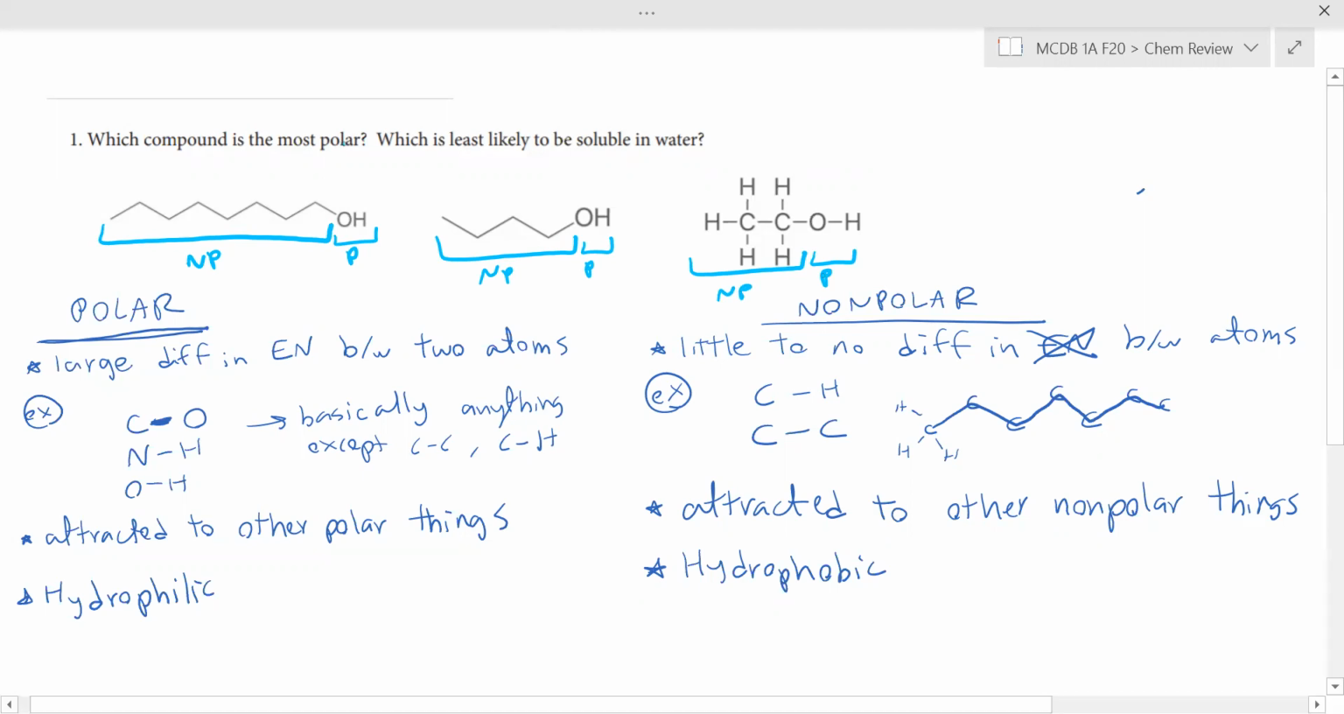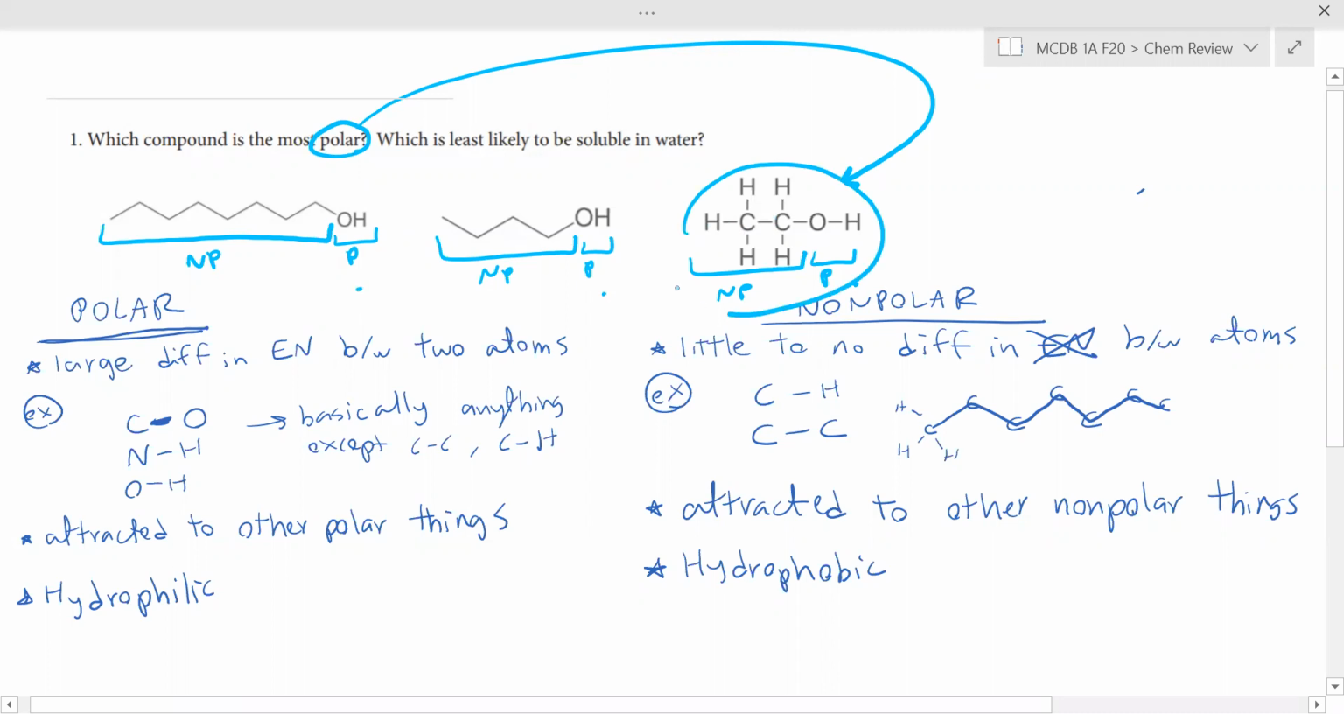So when we want to know which one is the most polar, we're looking at the one that has the largest ratio of polar to nonpolar. Right, so we're talking about this guy here, where yes, they all have the polar OH group. However, this one has the smallest nonpolar region, right? So we're going to call that one the most polar.